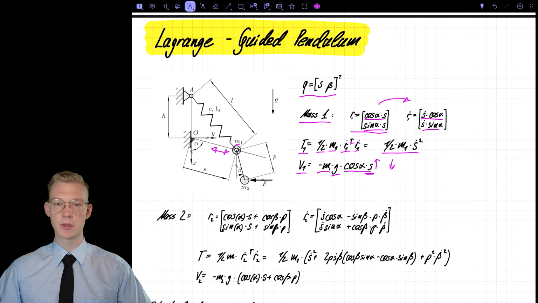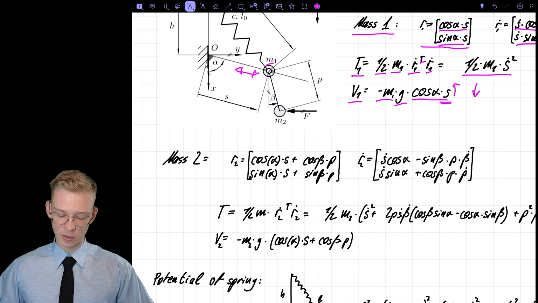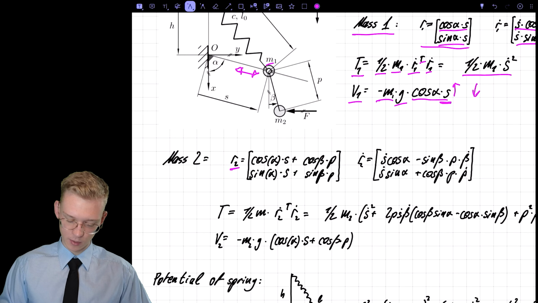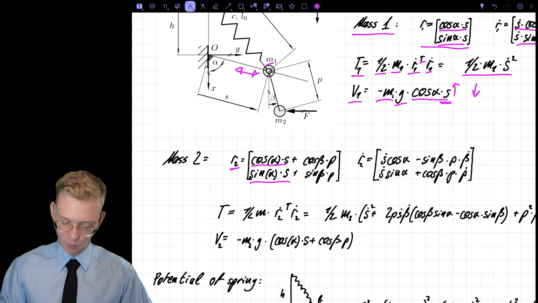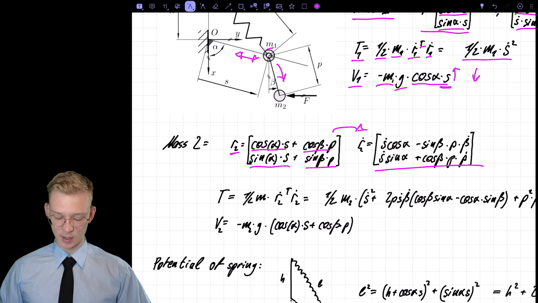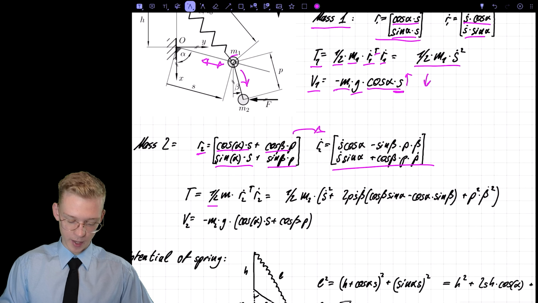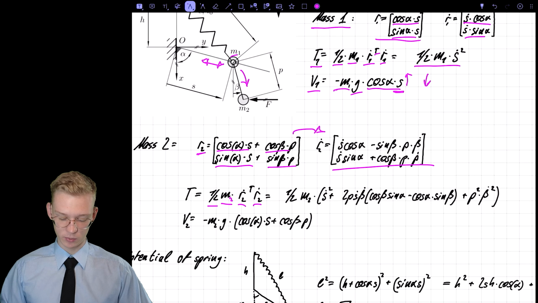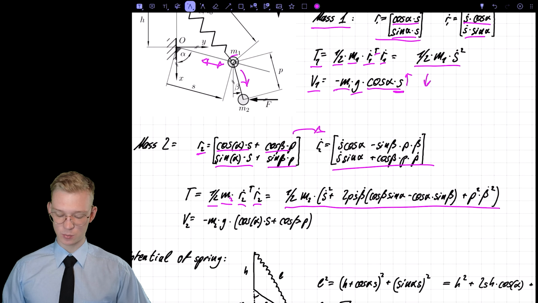Now we have to do the same thing for mass 2. So let's look at the position of mass 2. We have, first of all, the same position just like mass 1, but then we have an additional term because we have this pendulum. After we have the position, we again do a time derivative, and we get our velocity, our absolute velocity of mass 2. Then we again get our kinetic energy by 1/2 times m2 in this case, r2 dot transposed r2 dot, and we get this lengthy expression.